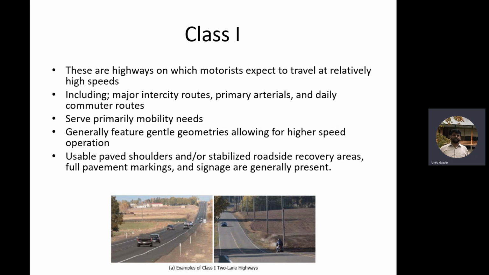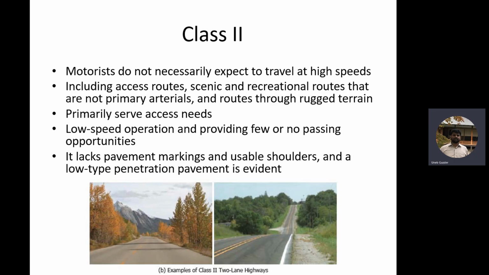Markings and signs are very important. All these things which I mentioned in the last 2 points are very important for maintaining high speeds. For some of them we already discussed the effects. Then we have class 2 highway. Class 2 highway is for low speed. It's a 2-lane highway, an uninterrupted flow facility, but it's designed for low speeds.